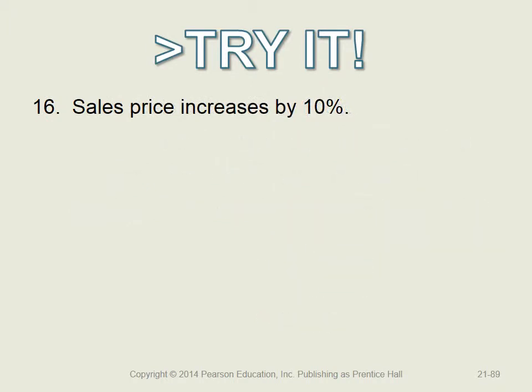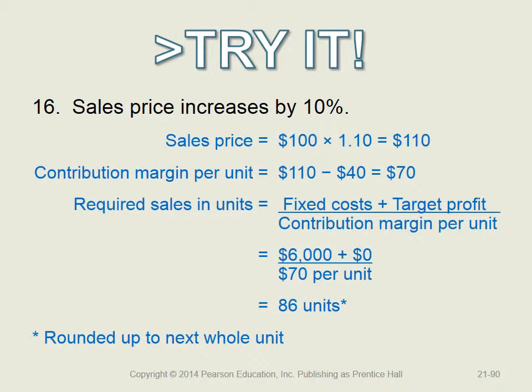Sales price increased by 10%. Well, obviously, an increase in sales price will increase the contribution margin per unit. Therefore, the number of units required to break even goes down. And as you saw in this example, similar to one we looked at before, the 86 units is not a whole number. It's rounded up, but remember, in this business at least, we cannot sell partial units.